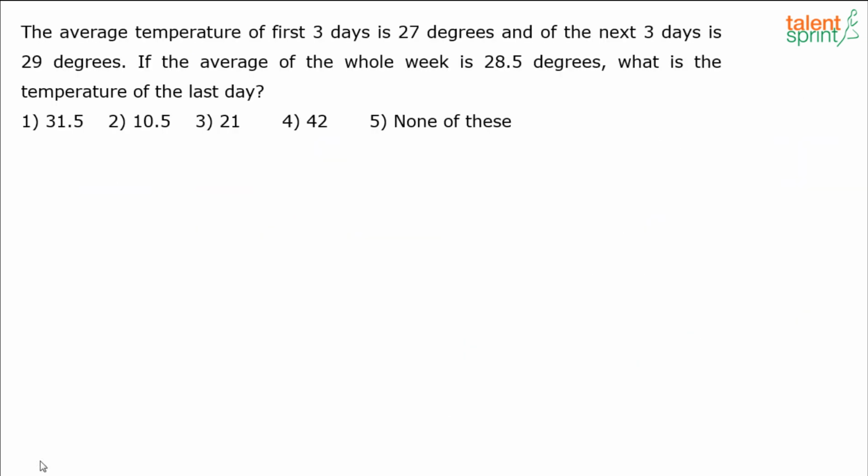So here's the first one. Try this. A very simple question. The average temperature of first 3 days is 27 degrees and of the next 3 days is 29 degrees. If the average of the whole week is 28.5, what is the temperature of the last day? Average temperature of first 3 days is 27 degrees. For the next 3 days is 29 degrees. If the average temperature of the whole week, remember the whole week would have how many days? 7 days. So average temperature of 7 days is 28.5 degrees. What is the temperature of the last day?